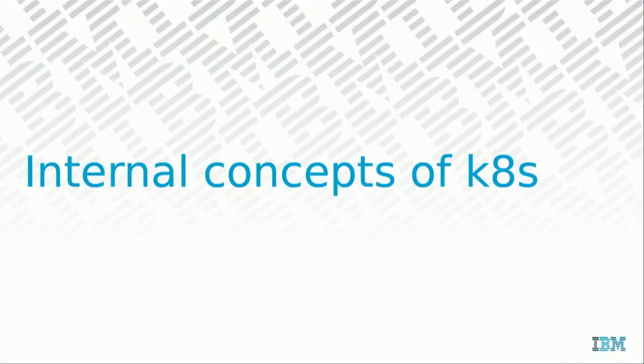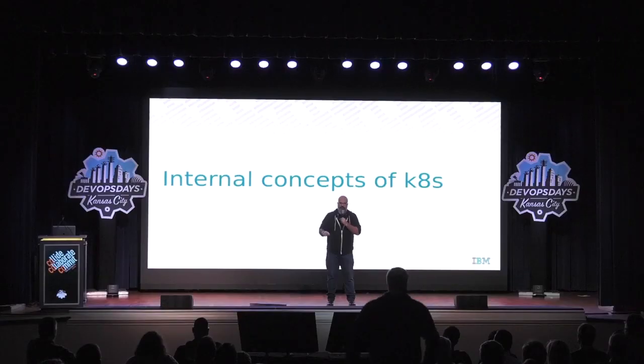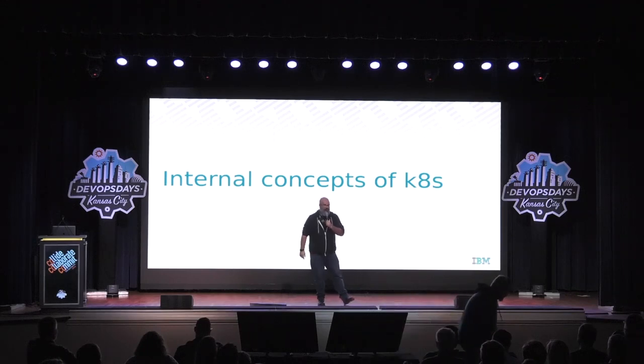Okay, let's talk about some internal concepts of Kubernetes. Kubernetes, K8S, is the shortness of it, because there's 8 characters there. K8S, no? Okay, it's supposed to be funny.